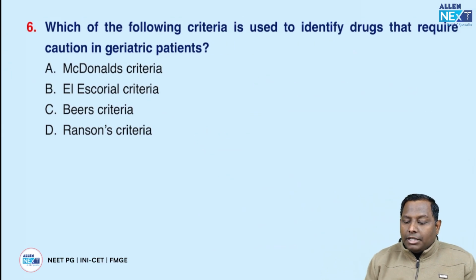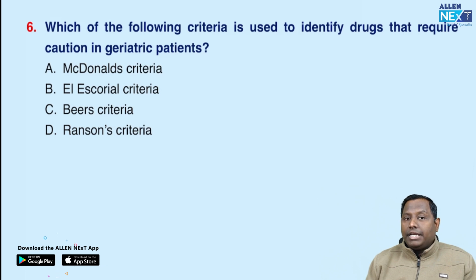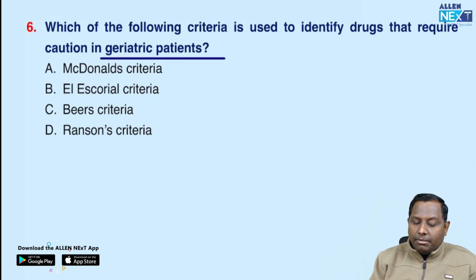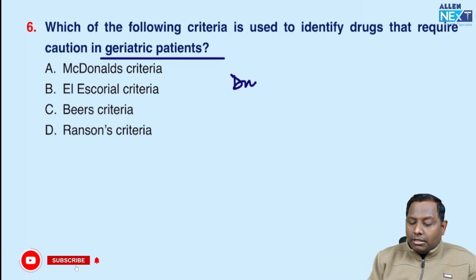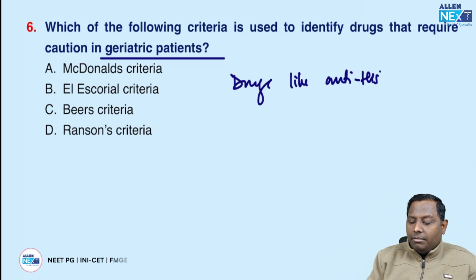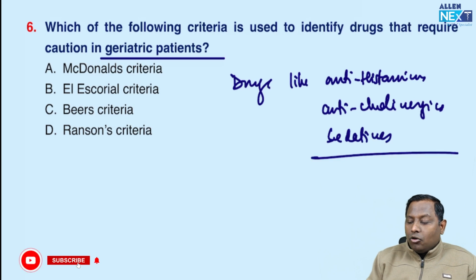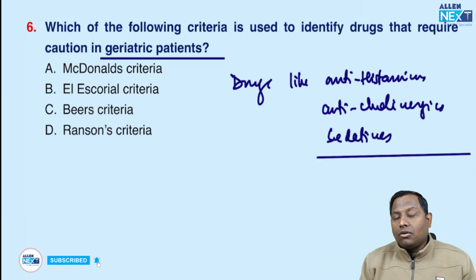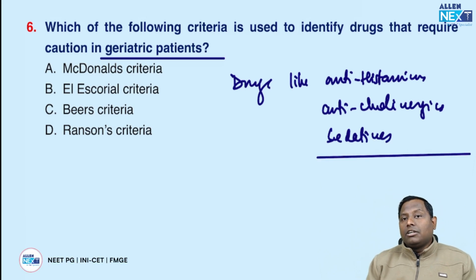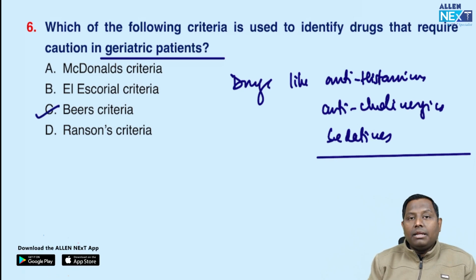Which of the following criteria is used to identify the drugs that require caution in geriatric patients? So caution in geriatric patients mainly will be seen with drugs like antihistaminics, because antihistaminics will be causing sedation. Drugs like anticholinergics, these are the drugs that will be more problematic because they can cause constipation, drowsiness, and blurring of vision. So for geriatric patients, the Beers criteria will be utilized.